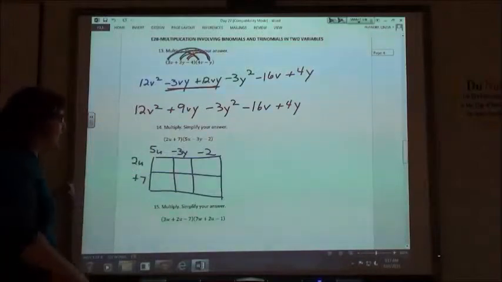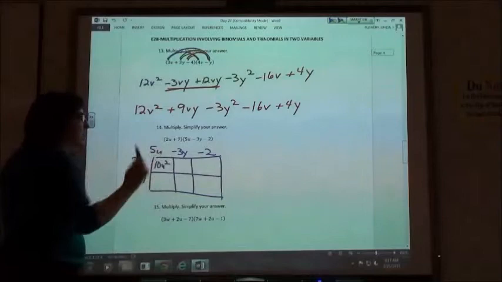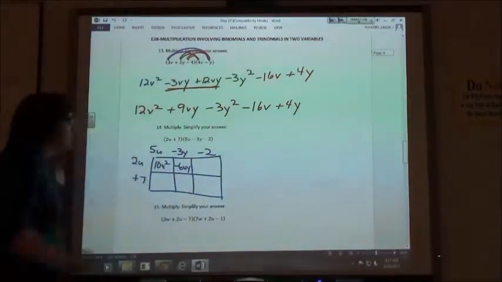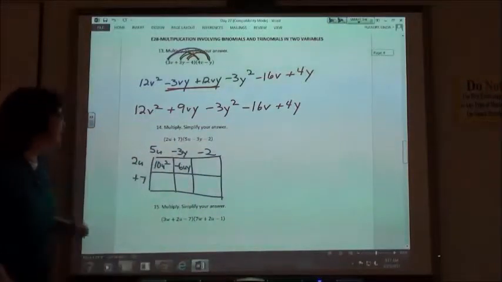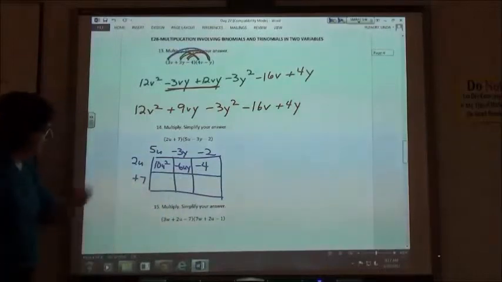2u times 5u, 10u squared. 2u times a negative 3y. Minus 6uy. Should have made my boxes a little bigger. 2u times minus 2. Negative 4u. So now I've done that first bunch, I can do the second bunch.